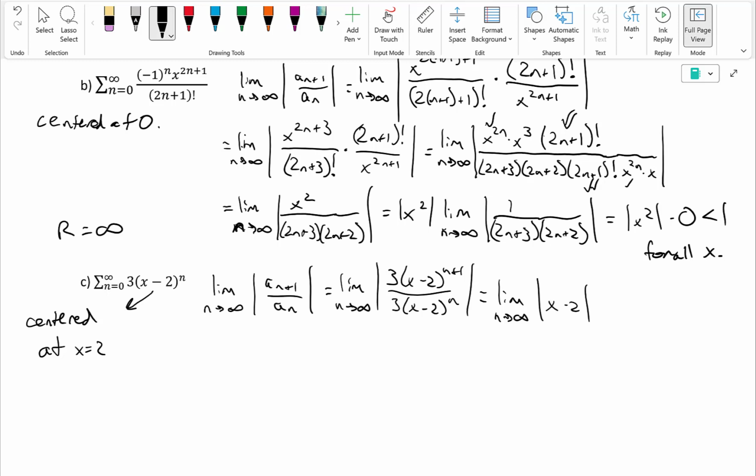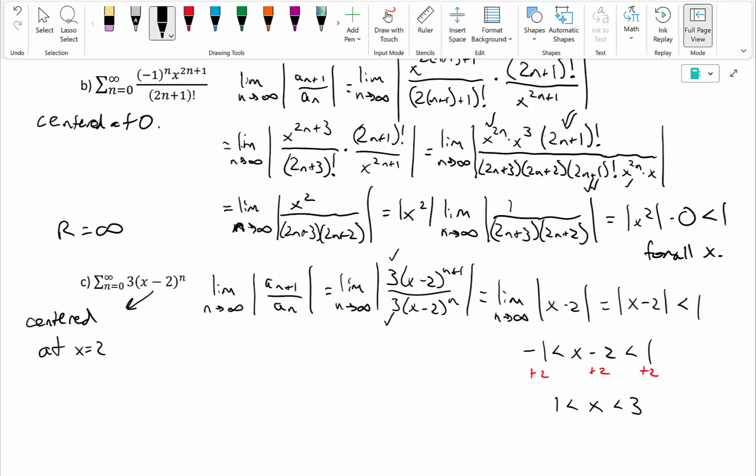Right, the n plus 1 would give us n plus an extra x minus 2 factor. The 3's divide out, so we've got just a factor of x minus 2 left. It's not affected by n going to infinity, so this is just the absolute value of x minus 2. According to the ratio test again, we converge if this thing is less than 1, which means we'd get an inequality of -1 less than x minus 2 less than 1. And then if we add 2 everywhere, right, to solve that inequality, we end up with 1 less than x less than 3, or x is between 1 and 3.